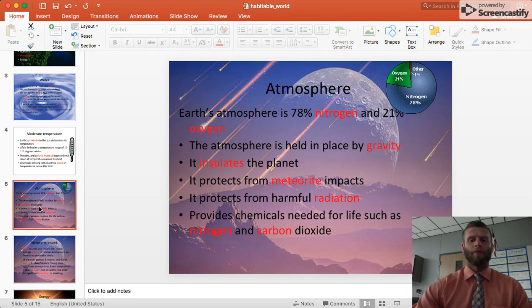All right, so atmosphere. There's a little graphic up in the top right corner showing Earth's atmosphere of 78% nitrogen, 21% oxygen, and then that 1% of the beautiful other. The atmosphere is held in place by gravity. It insulates the planet, protects us from meteorite impacts and radiation, and it provides chemicals needed for life such as nitrogen and carbon dioxide, CO2.